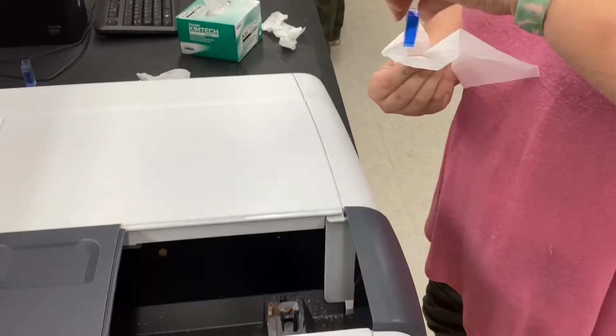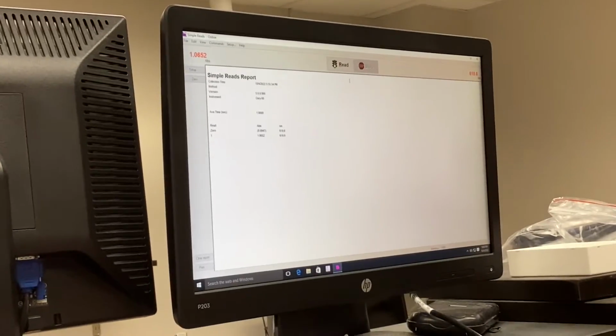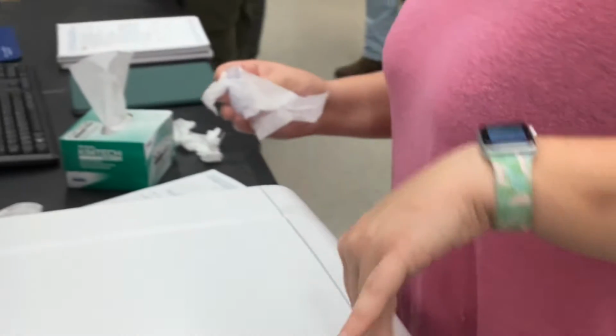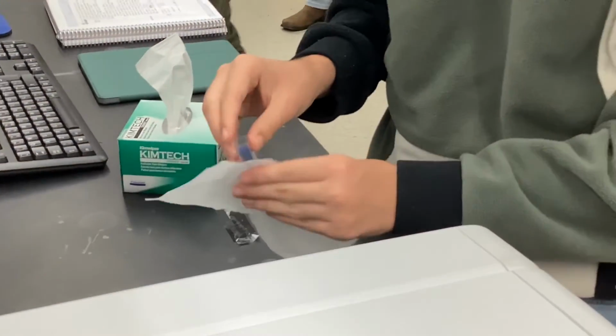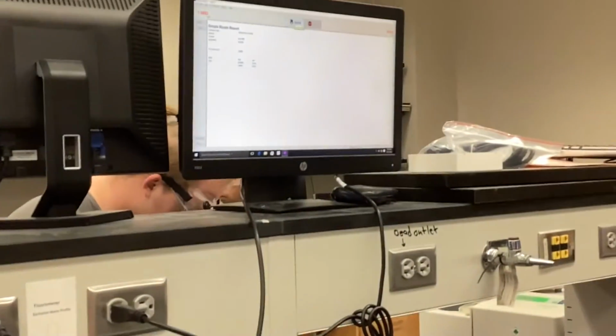Now I am cleaning the stock, and then I put it in and I clicked Read. These were the values we got, and now we will repeat that step for each of the cuvettes we have. We only zero once. Now we are doing dilution 1. These are our values.